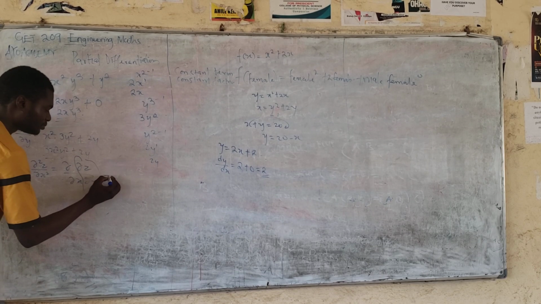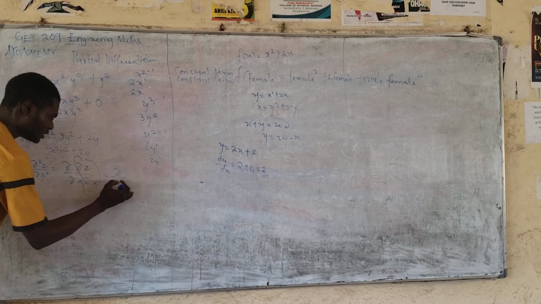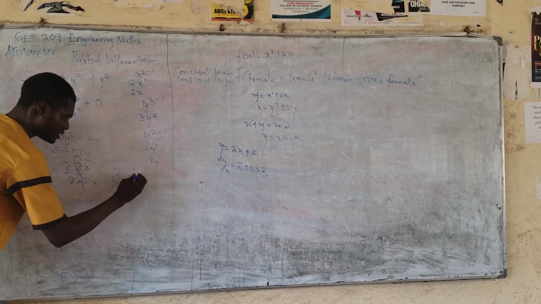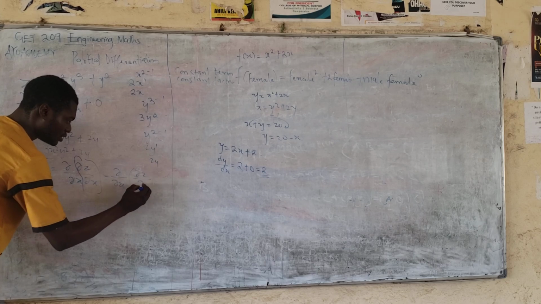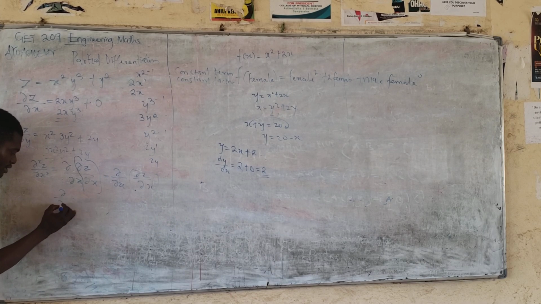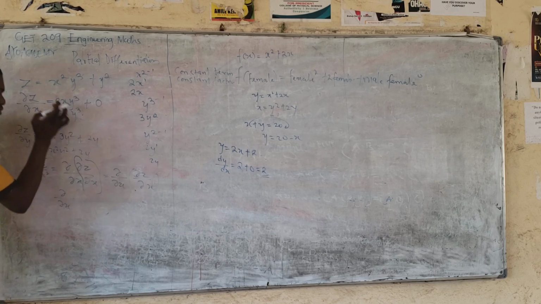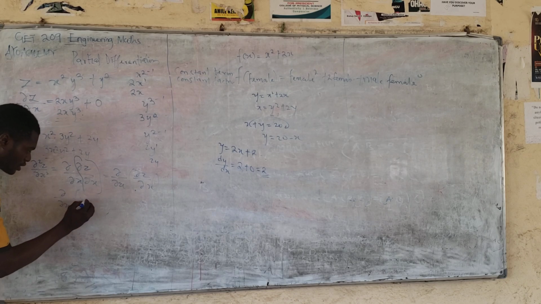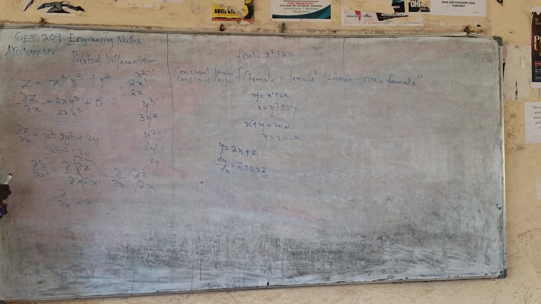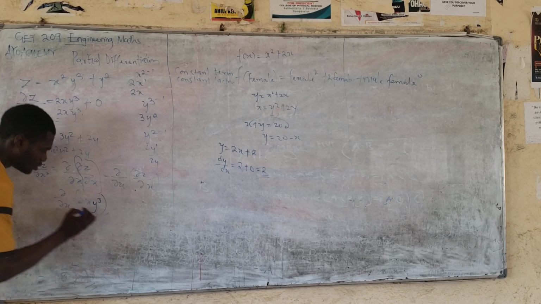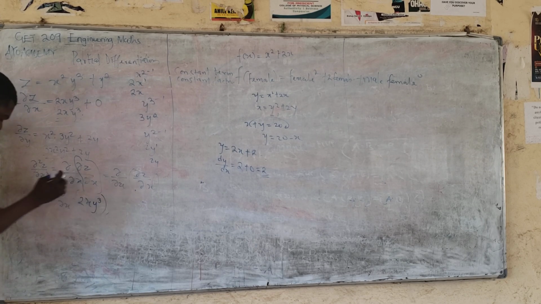So it will now become d over dx into what? The d over dx. Now we have d over dx. In this place, we've obtained d over dx of what? 2x y cubed. Alright.